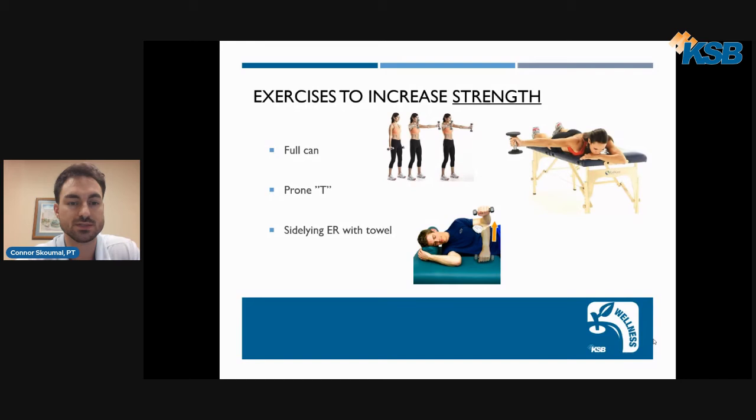Next, we have the prone T. So that's the far picture on the right. You can do this on the edge of a couch, or the edge of your bed. But basically, you're just coming straight out to the side and squeezing your shoulder blade back. So you're keeping your arm straight the whole time. She's got a weight in this picture.